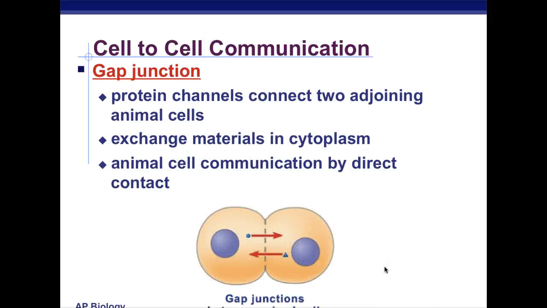So we're going to talk about some examples of cell-to-cell communication. Again, this is communication through direct contact. So animal cells form these things called gap junctions, and we talked about this in our last unit. But gap junctions are little holes in the cell membrane that actually allow materials to directly go from the cytoplasm of one cell into the cytoplasm of another.